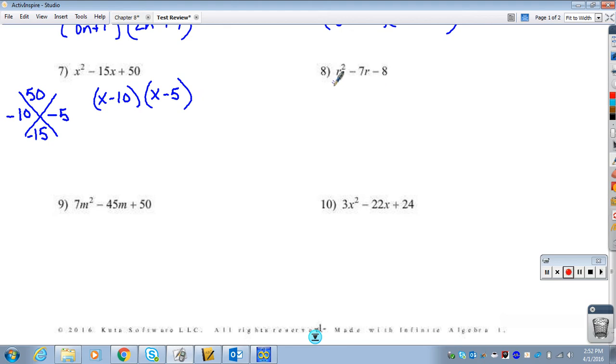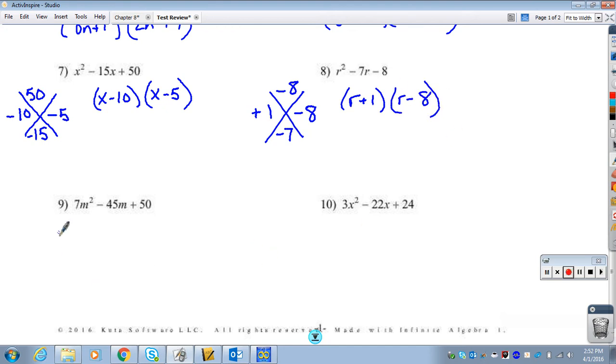Number 8, again, 3 terms, and a is 1, so I'm going to do the same thing. I need numbers that multiply to negative 8 and add up to negative 7. If they're going to multiply to a negative, then 1 has to be positive and 1 has to be negative. And we're going to go with positive 1 and negative 8. 1 times negative 8 is negative 8. 1 minus 8 is negative 7. So my factors are r plus 1 and r minus 8.